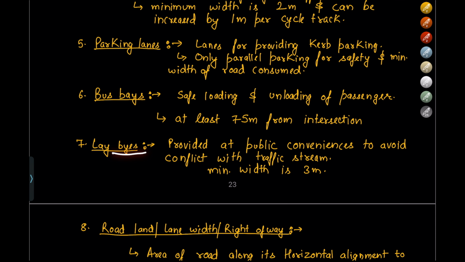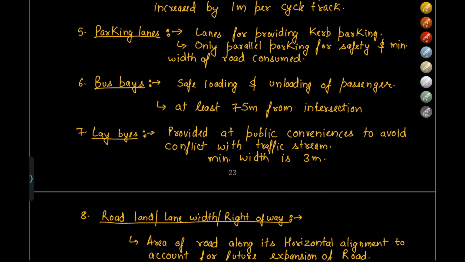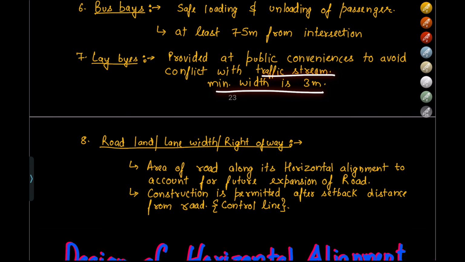Next is laybys. It is provided at public conveniences to avoid conflict with the traffic stream. It is basically for the commercial vehicles moving. They need to access the conveniences such as washrooms or petrol pumps or food eateries or restaurants. So it is provided on the sides to avoid the conflict with the traffic stream. The minimum width is 3 meter.